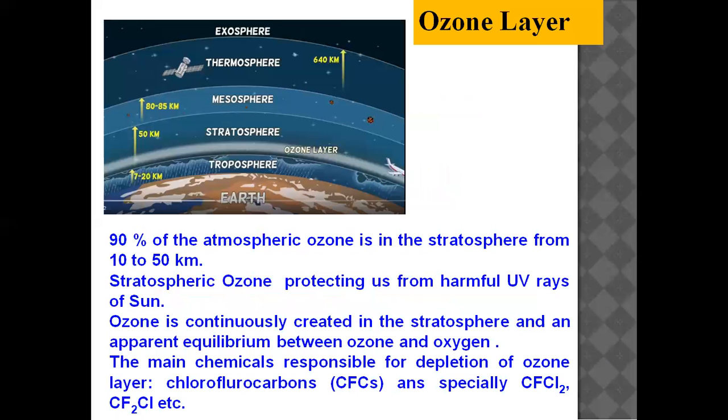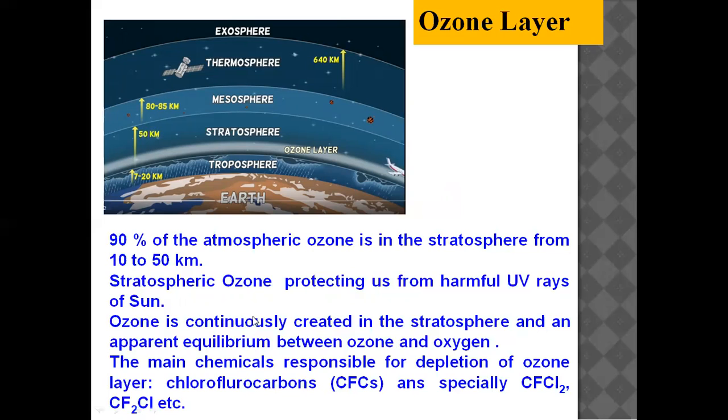So acid rain is a very important issue which is created by anthropogenic activities, or man-made activities, and it's an effect of air pollution. Another adverse effect of air pollution is ozone layer depletion.